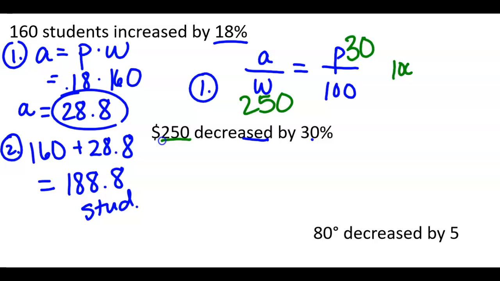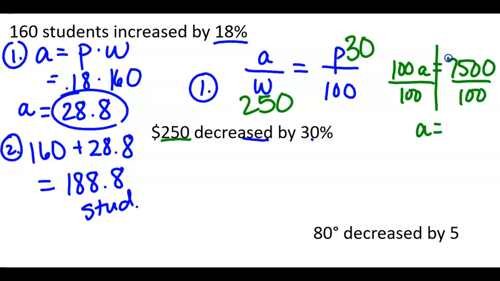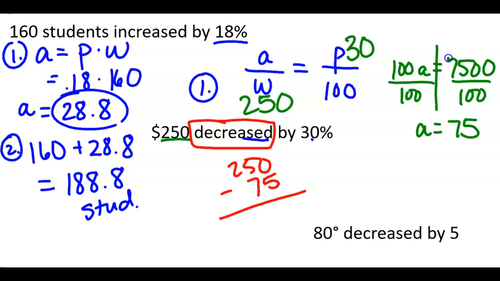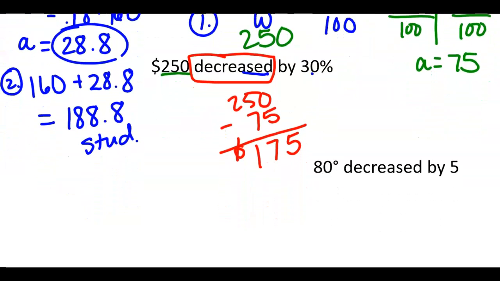Let's see. 100A equals that. Finish solving for A. Okay. So A, the part, is 75. Well, if it decreased by 75, it was 250, and it decreased by 75, that would bring it down to 175. Okay? All right, let's do one more and then I'll let you practice.